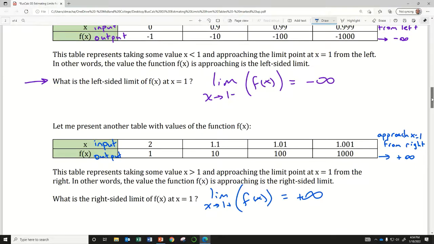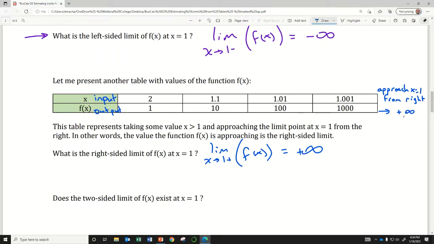So when we ask the question, does the two-sided limit exist? Well, my left-sided limit exists at negative infinity, and my right-sided limit exists at positive infinity. That means my two-sided limit does not exist because both of my one-sided limits give me different answers.